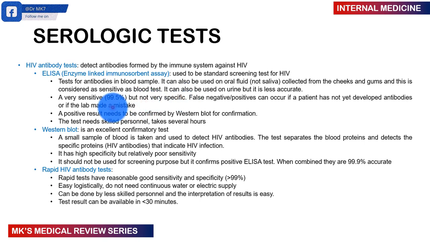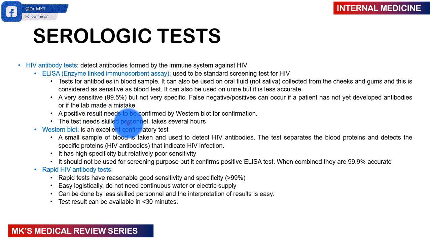Then of course a positive test is going to be confirmed by another test which is known as a Western blot test. So the Western blot test is actually a confirmatory test. Now remember that the ELISA here needs a lab to be done, and it needs skilled personnel. It takes several hours for you to do. The Western blot, on the other hand, is an excellent confirmatory test.